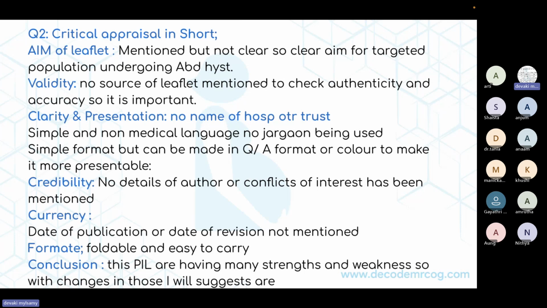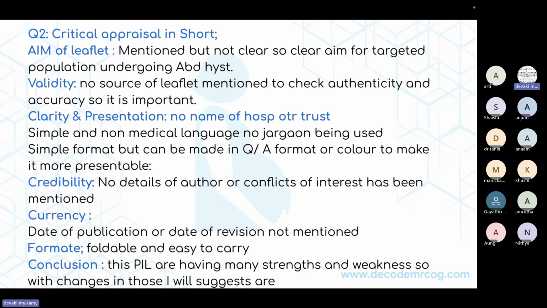Validity. Okay, validity means the source. Whenever there is a leaflet, the literature from which you have derived that leaflet needs to be mentioned. That is validity, the source of the leaflet, so that we can check whether the information they have mentioned is authentic and accurate according to the sources which need to be mentioned.